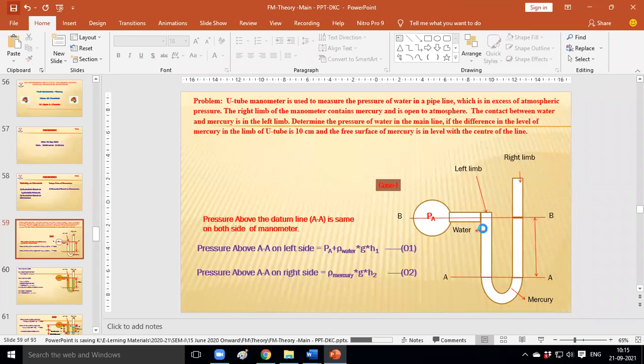The figure looks like this, without containing the manometer, without containing the mercury. Is it? This circular section represents the pipeline. This U-shaped section represents the U-tube manometer, and we need to show the level of water and level of mercury in the U-tube manometer. Is it clear? Is this figure visible? Yes, sir.